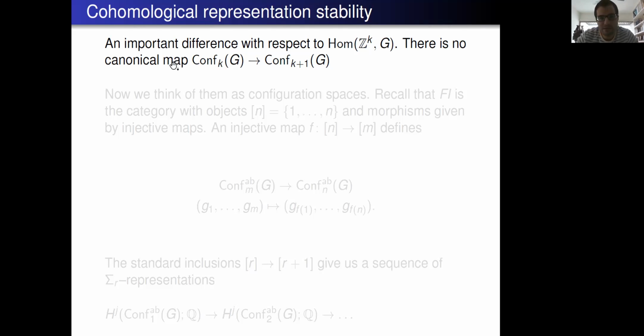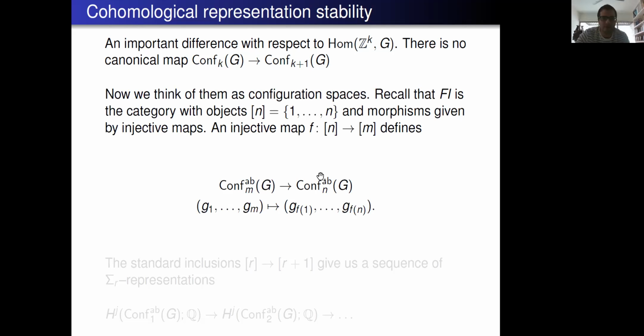But we can think of these spaces. Oh, sorry. I'm missing the AB here. This should be a space of configurations of elements that commute. So sorry for the typo here. But we can think of them as configuration spaces. And here we were inspired by the work of Tom Church.